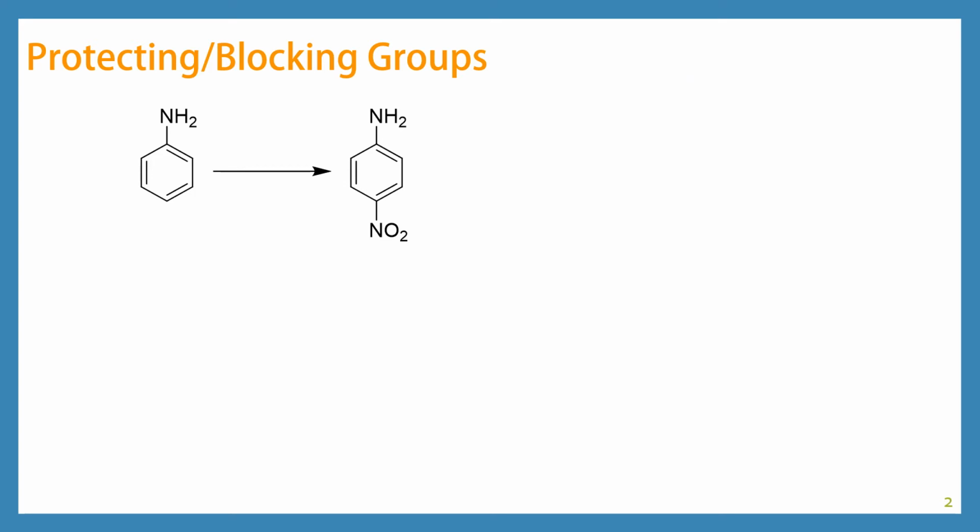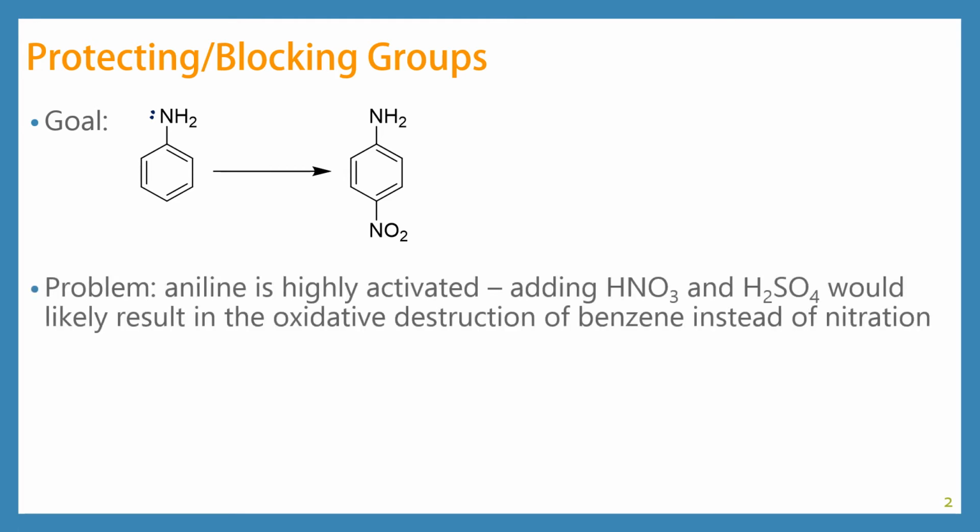Another thing to consider is whether or not you need to utilize protecting or blocking groups in your reaction. In this example, we have kind of a weird one. The aniline has an amino substituent. The amino substituent is going to be ortho-para directing, which is great because our desired product is para. But the difficulty here is that the amino group is highly activating. And so in order to get the nitro group, we would have to add nitric acid and sulfuric acid to a highly activated benzene. That's probably not going to give us what we want. What we'll end up seeing instead is the oxidative destruction of benzene instead of our desired nitration.